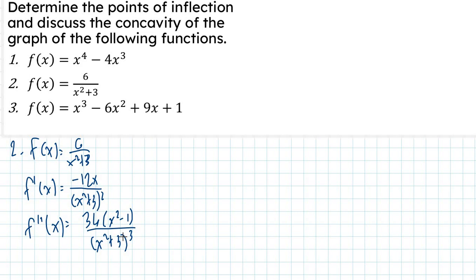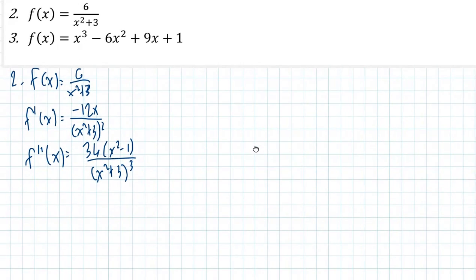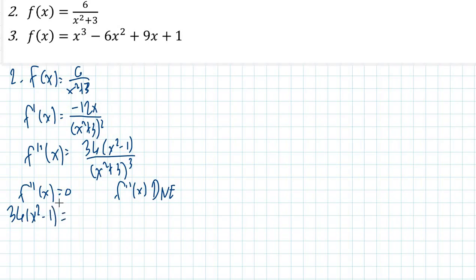So to find our possible points of inflection, it's either f double prime of x is equal to 0 or f double prime of x does not exist. And usually for rationals, for it to be equal to 0, it's the numerator that's equated to 0. For it not to exist, it's the denominator that's equated to 0.